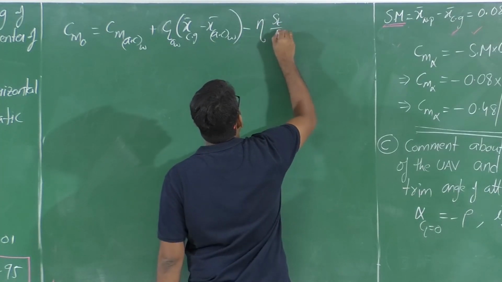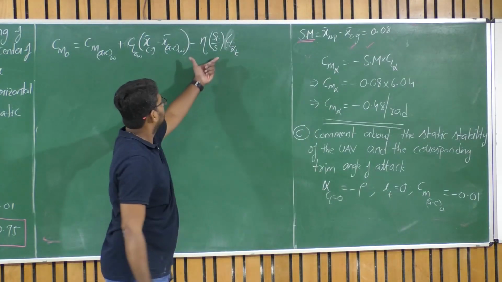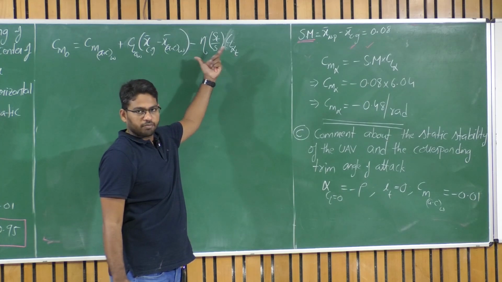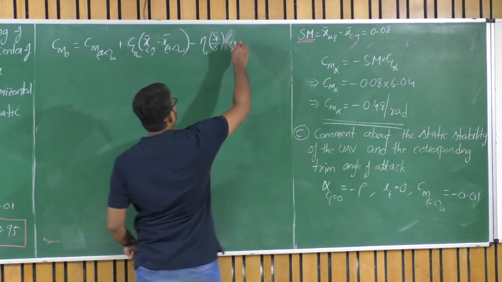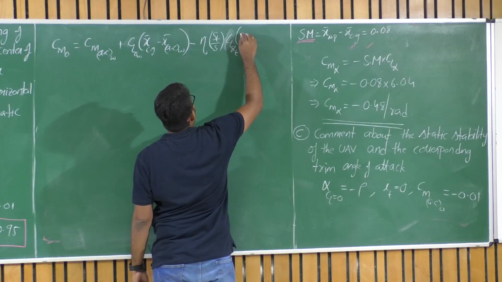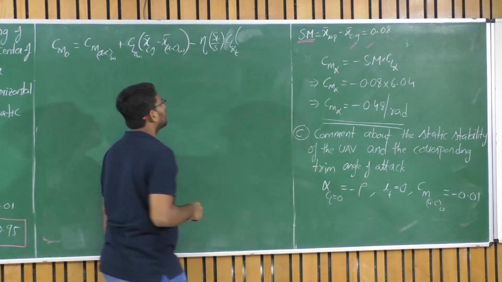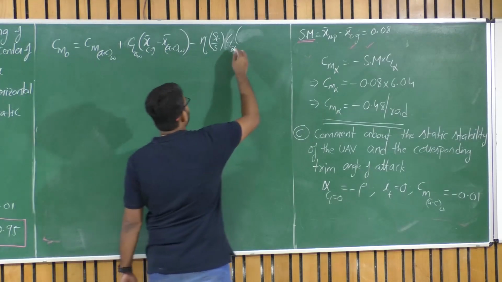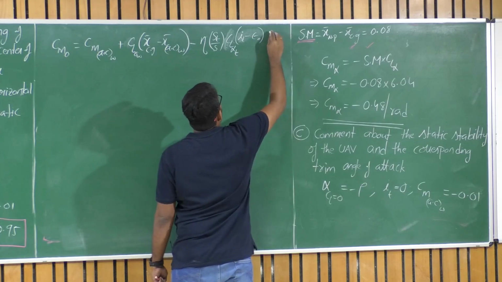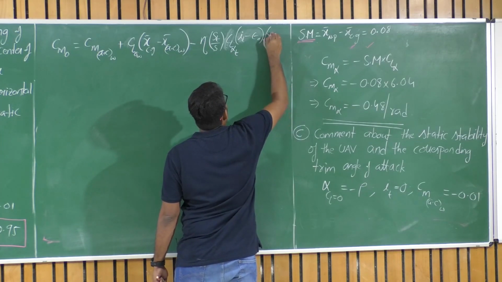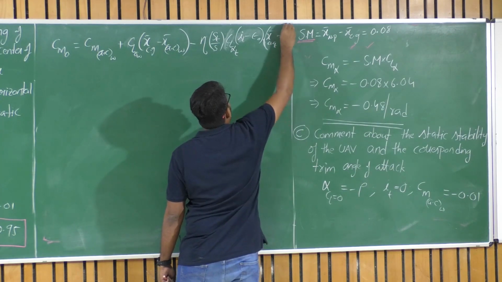So St upon S times CL alpha of tail, right? This, half rho V square S CL alpha of tail, completes the lift at the tail, isn't it? In non-dimensional form, the lift curve slope at the tail times the setting angle, not the downwash effect here. So what is the setting angle? i of t minus epsilon naught times x bar AC of tail minus x bar CG.